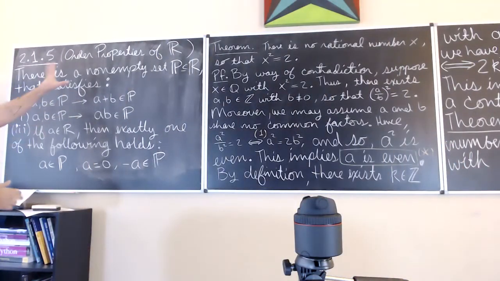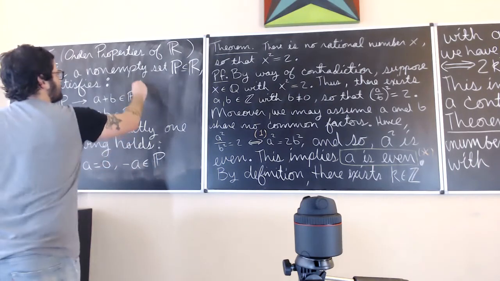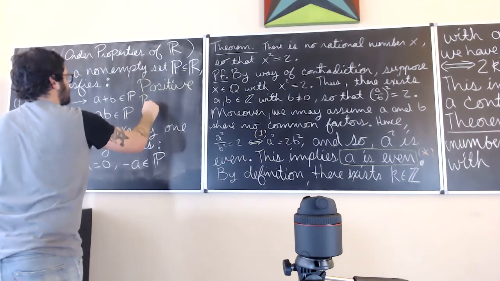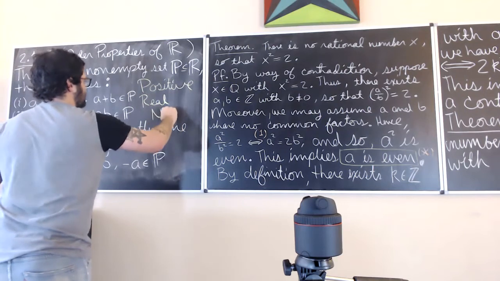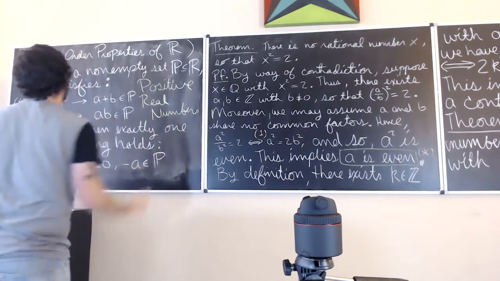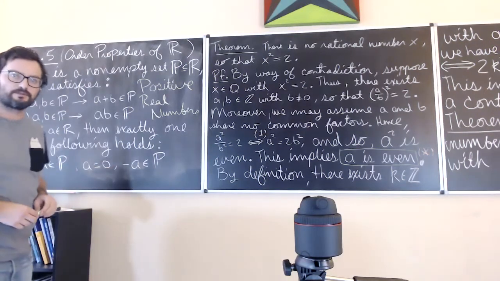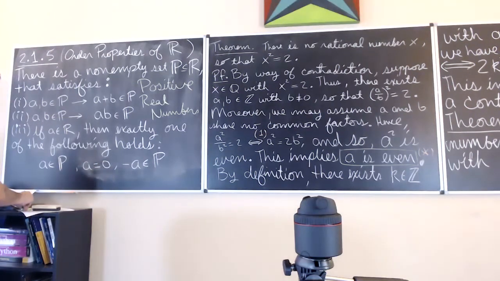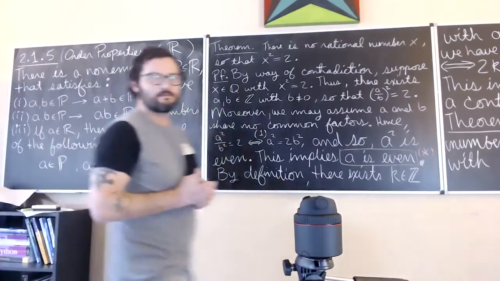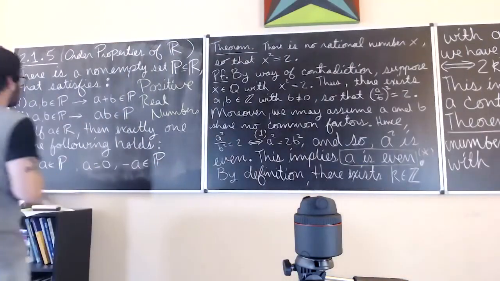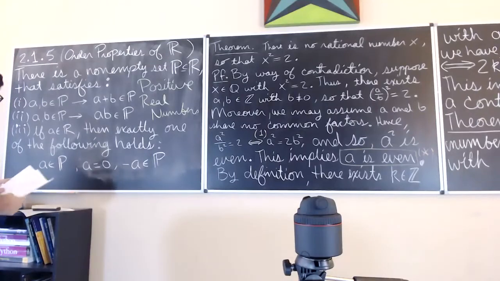Okay, so what is this set? So this set here is called the positive real numbers. So this set satisfies these properties. If A and B are in P, then the sum is in P. If A and B are in P, then the product is in P. And then if A is a real number, then exactly one of these properties holds. All right, so using this set here, we're going to build up quite a few other properties of the real numbers.